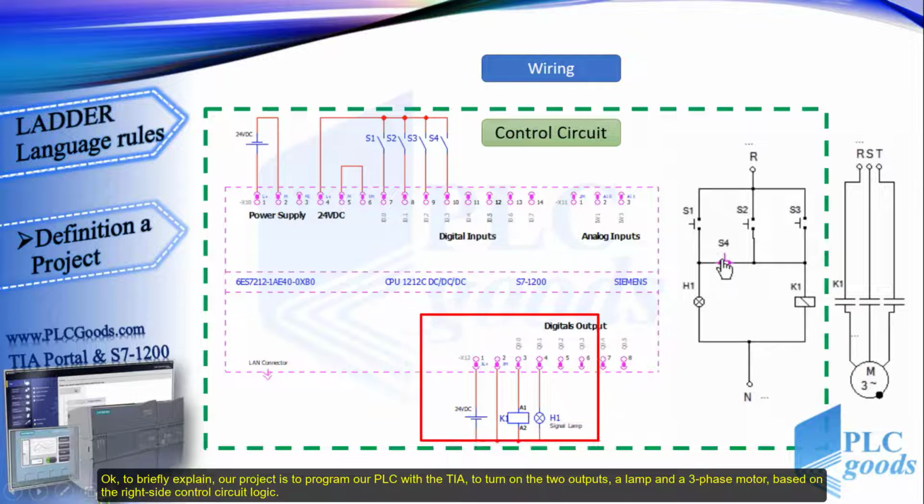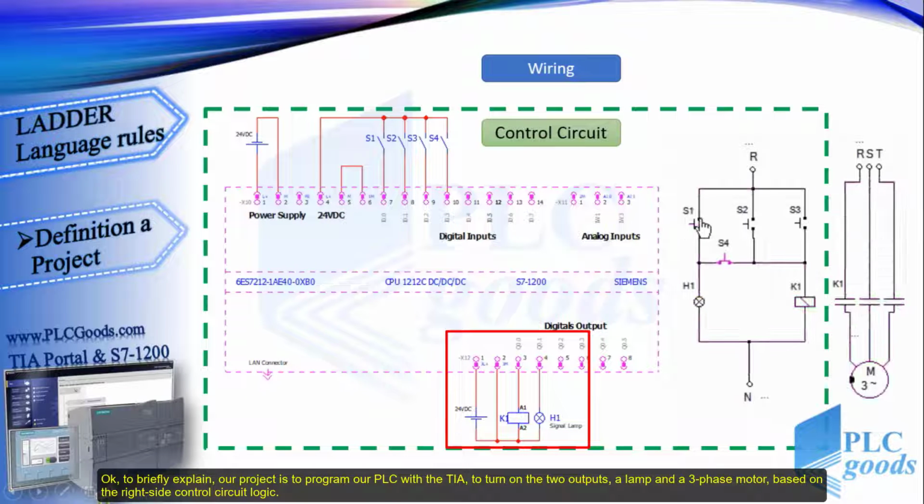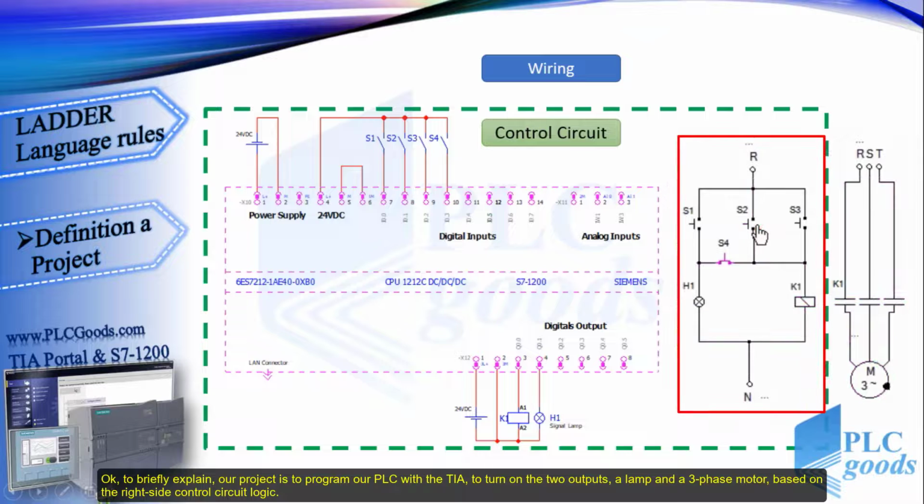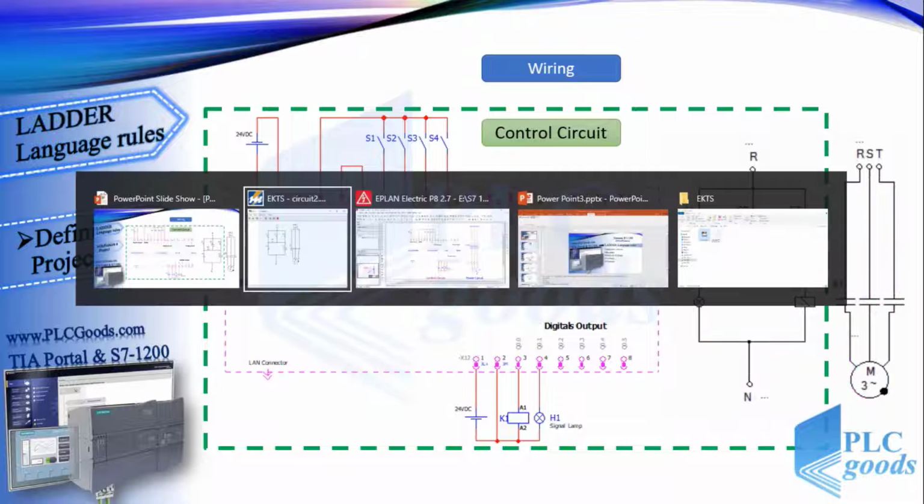Okay, to briefly explain, our project is to program our PLC with the TIA to turn on the two outputs, a lamp and a three-phase motor, based on the right side control circuit logic.